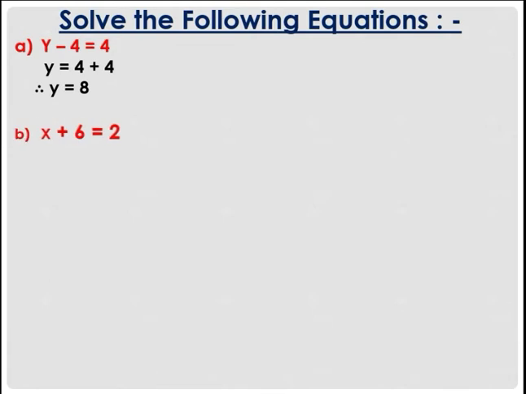x plus 6 is equal to 2. Now here plus 6 is on the left hand side. When we shift it from LHS to RHS, it becomes minus 6. So x is equal to 2 minus 6. So x is equal to minus 4.